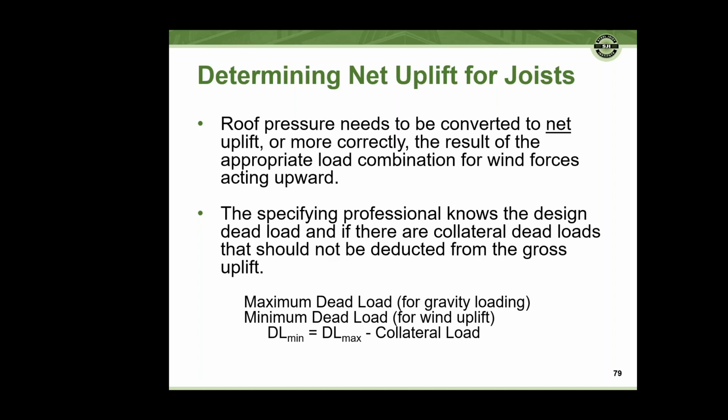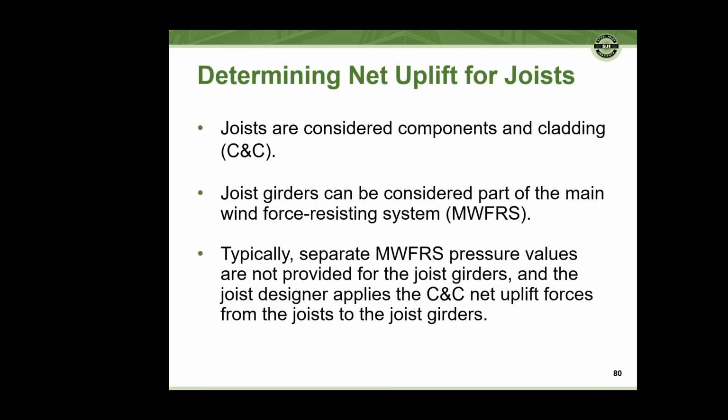That minimum may not include those collateral loads or other dead loads that may or may not be there in the final design, but would be a consideration for net uplift. The specifier knows that better, so it really needs to be clear on the documents. Joists are considered components in cladding. Girders are considered part of the main wind force resisting system, so they really do have two different sets of uplift to consider.